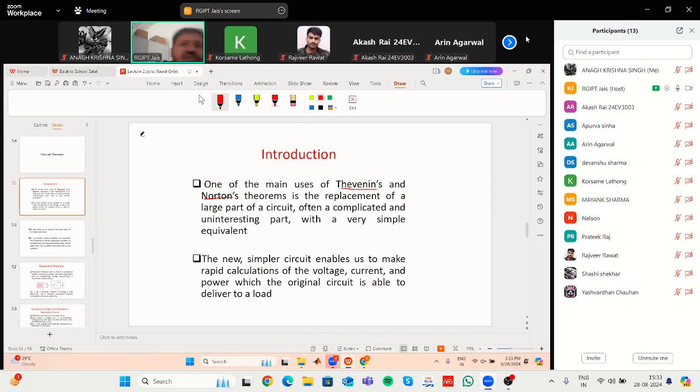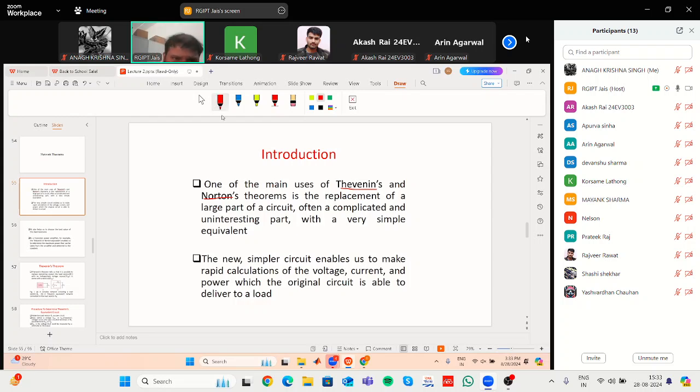But as an end user, what are you interested in? You are interested in whether a particular fan is operating correctly, whether a bulb is working, or a television is functioning, whether it is getting a power supply or not. You are not interested in all the circuitry. That circuitry has been done by an engineer. So Thevenin's and Norton's theorems make the life of the end user very easy. It simplifies the work of the end user.